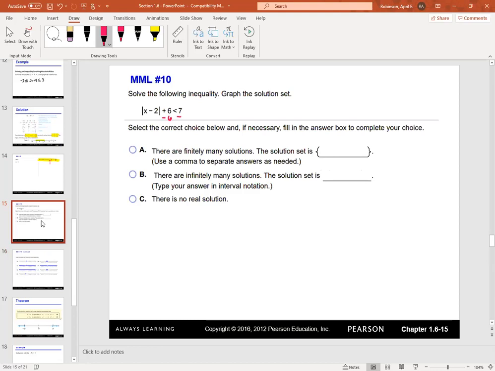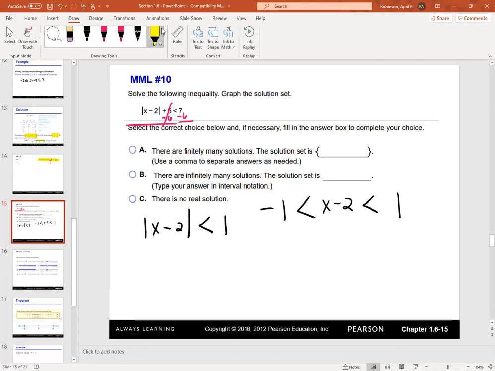So I'm going to subtract 6 on both sides, so that cancels out. I'm going to have the absolute value of x minus 2 is going to be less than 7 minus 6, which is 1. So this is going to be an in-betweening. You're going to take the x minus 2, and it is going to go in between the 1 and the -1. Here's my inequalities, okay? The x minus 2 is in between 1 and -1.